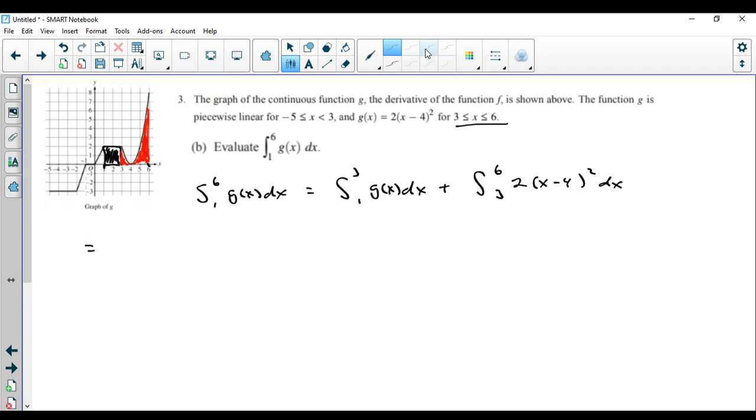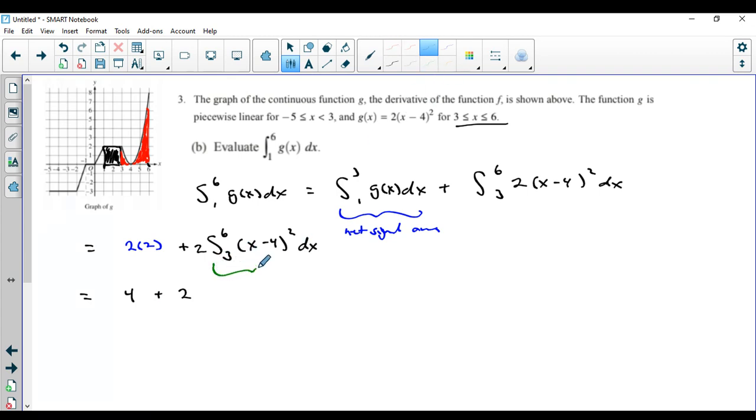Now for this part here, it's the same concept. This is your net signed area. We're integrating from left to right with a positive functional value, which means my integral will be positive. That's simply going to be, it looks like a 2 by 2 square there, plus now this integral here. So I'll rewrite this integral from 3 to 6 of, let's pull the 2 out, 2 times (x minus 4) squared dx. So the question is, we could do 2 times 2, that's 4. How do we integrate this right here?